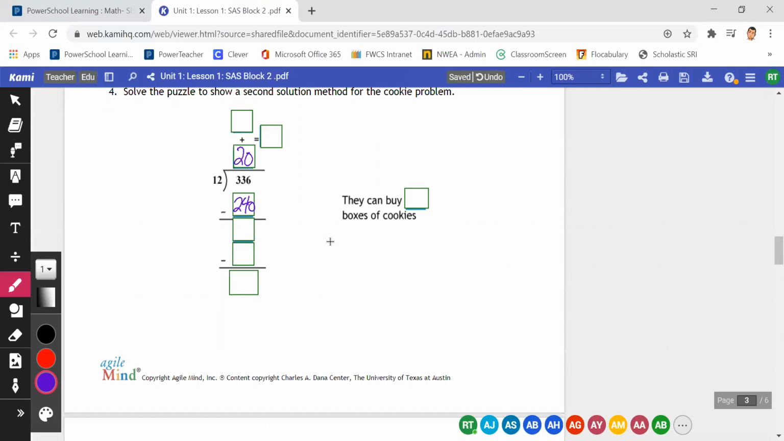When I subtract that out, I'm going to be left with 96. Again, I put 8 more groups of 12 in, giving me 96. I subtract and get 0. 8 plus 20 is 28. So they can buy 28 boxes of cookies.